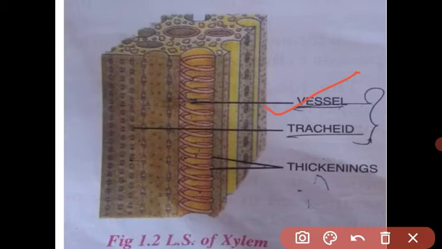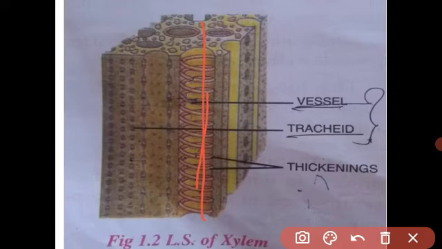Next tissue, next cell is the vessel. Xylem vessel. It is a tube. See, this is the tube-like structure. This tube-like structure is called the xylem vessel, and the main function of this tube is to conduct the water in an upward direction, and it is also giving the mechanical support to the xylem tissue.